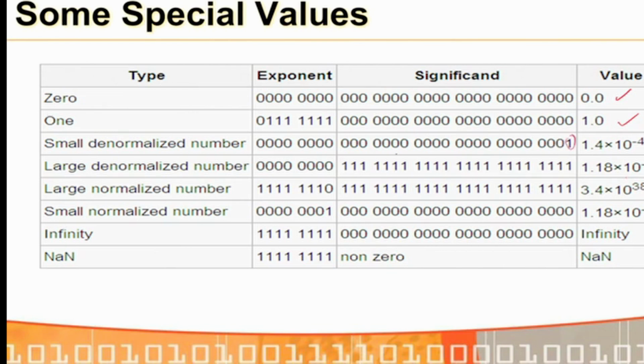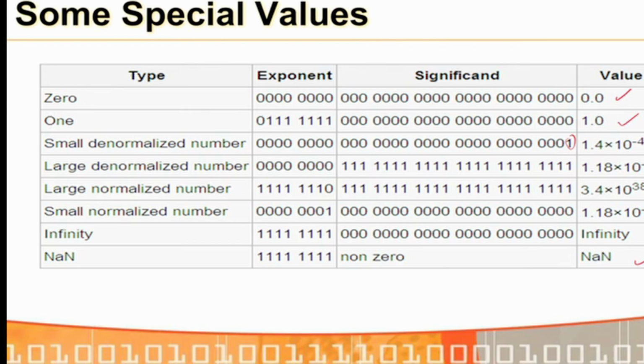The largest is all ones. So if your exponent is 0, this becomes a denormalized number. The largest normalized number is of course this, the smallest normalized number is this. You can represent infinity as this, and if this is non-zero, then this is not a number, meaning I can't represent it, it is out of this range.